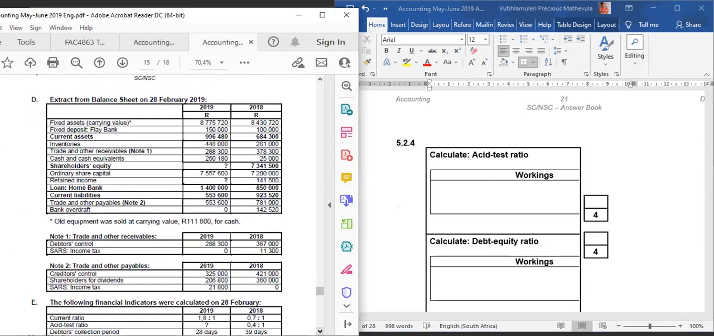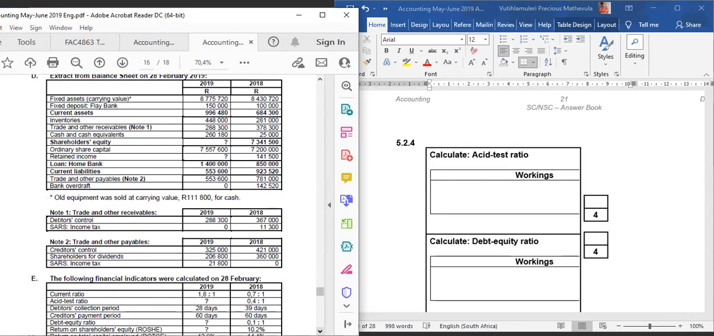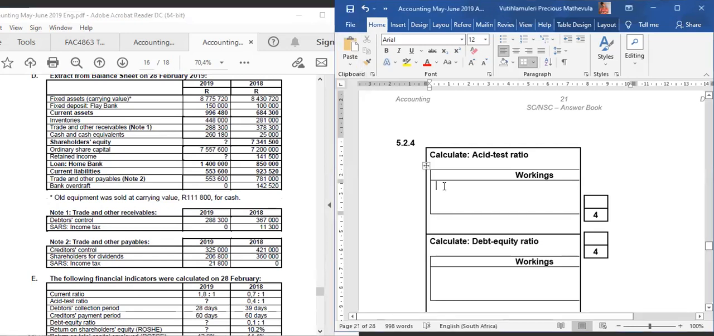It's under the determining financial position, current assets. They said for 2019, so only for 2019. For 2019, we have 996,480. But then we have to less inventories, which is close to 448,000, to current liabilities, which is 553,600.